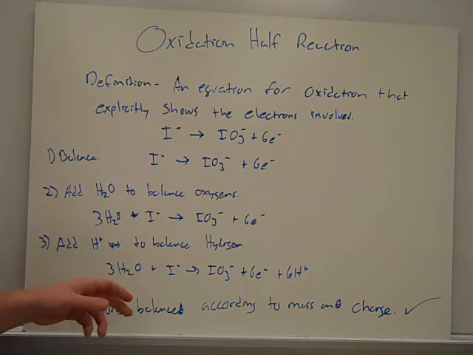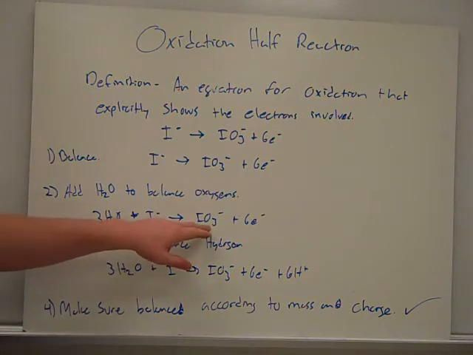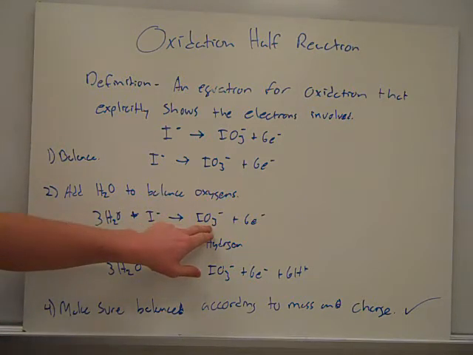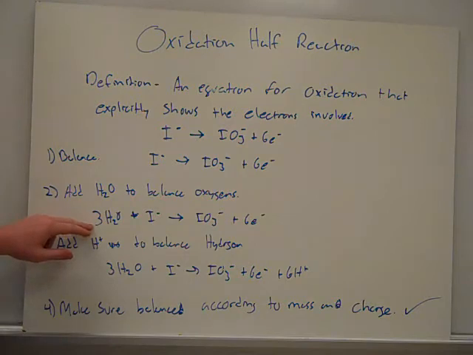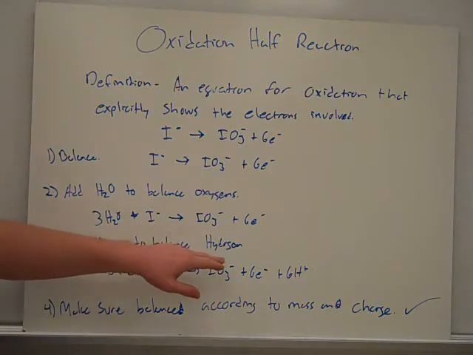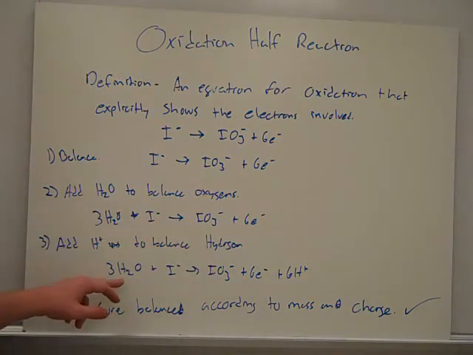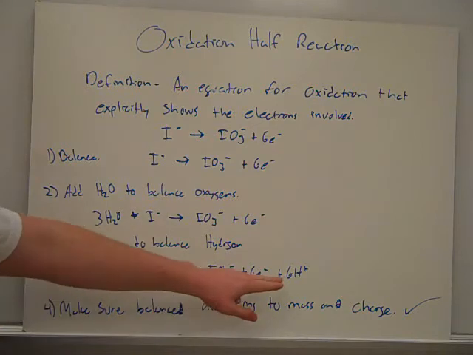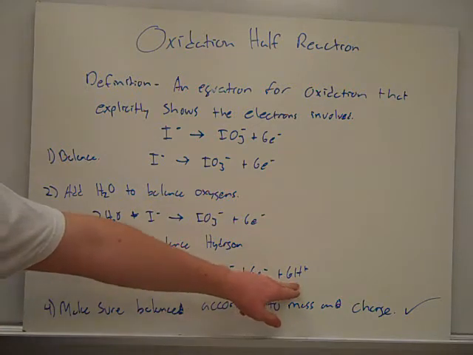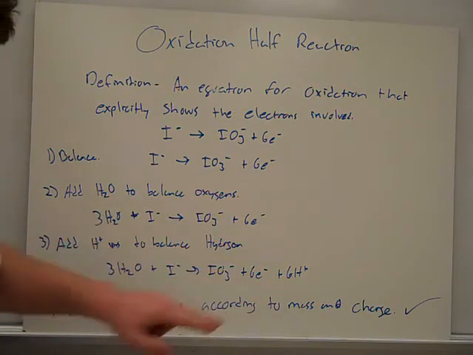Add water to balance the oxygens. We can see that the iodate has 3 oxygens on this side, so to this side we add 3 waters, and then leave it at that. Step 3, we add hydrogen ions to balance the hydrogens. Since we added 3 waters, we need to add 6 hydrogens to the iodate side to balance that.